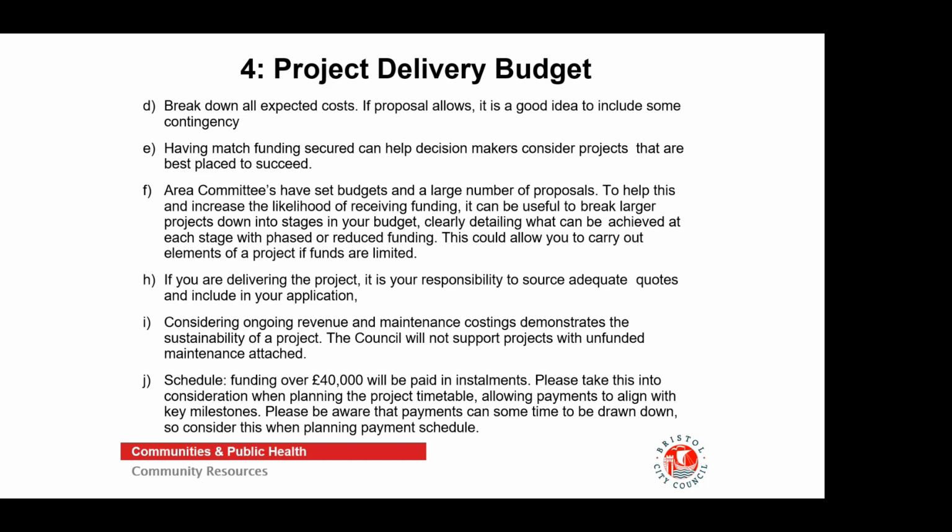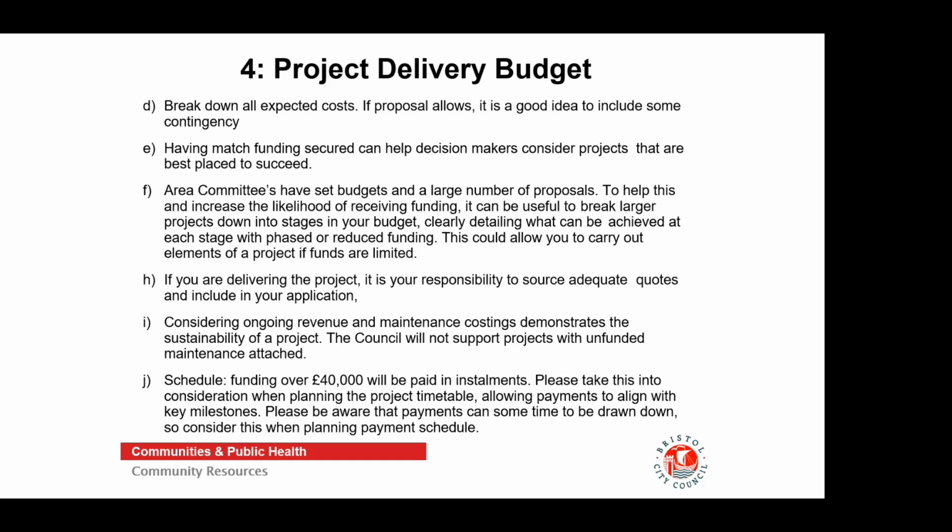And then the next bit is really valuable, which is asking if your project can be broken down into smaller chunks. Area committees have set budgets which vary across the city and receive quite a large number of proposals. So to help this process and increase the likelihood of receiving funding, break your larger projects down into stages or phases, clearly outlining what can be achieved in each stage. Phased funding could mean that you get funding for elements of your project, even if they can't support you with all of it.